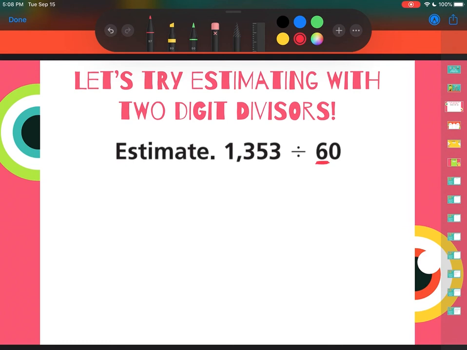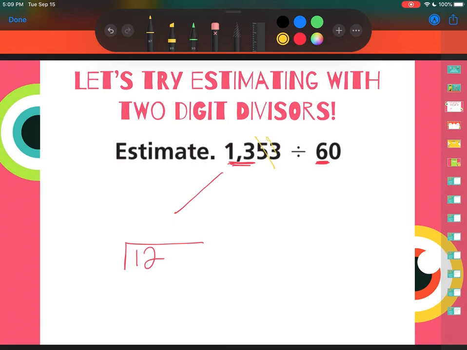I can't go into 1, but 6 can go into 13. So that's what I'm going to be basing my compatible numbers around. I'm going to think about a number that is close to 6, a number that is a multiple of 6 that's a little bit below 13, and a number that's a multiple of 6 that's a little bit above 13. So let's try that out. For my first one, well, 12 is a multiple of 6, right? And it's right below 13. So 12 is going to be my first number.